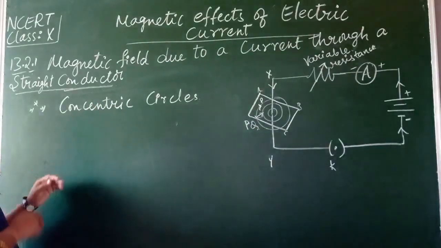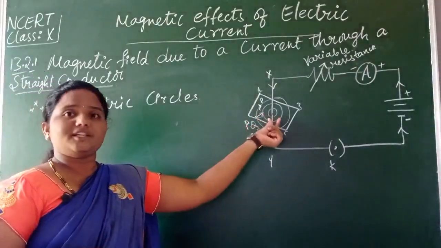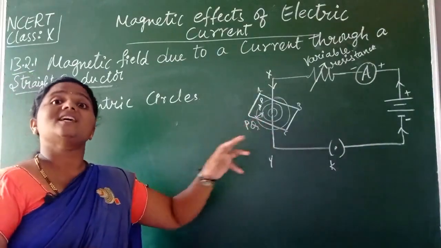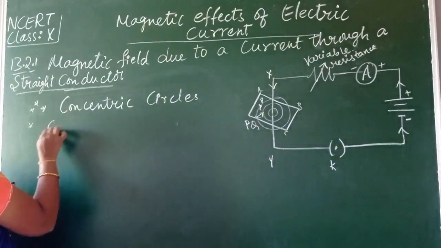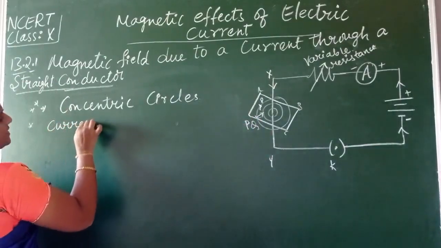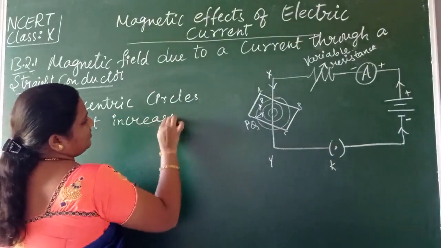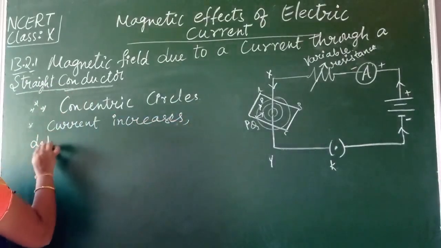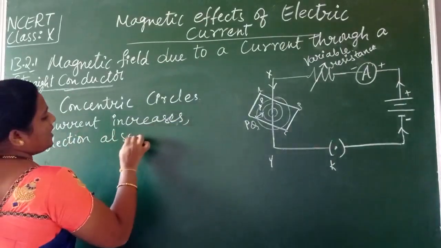Okay. Now, when we bring the compass near to the wire, isn't it, children, the deflection has increased. It means that if the current increases, the deflection also increases.